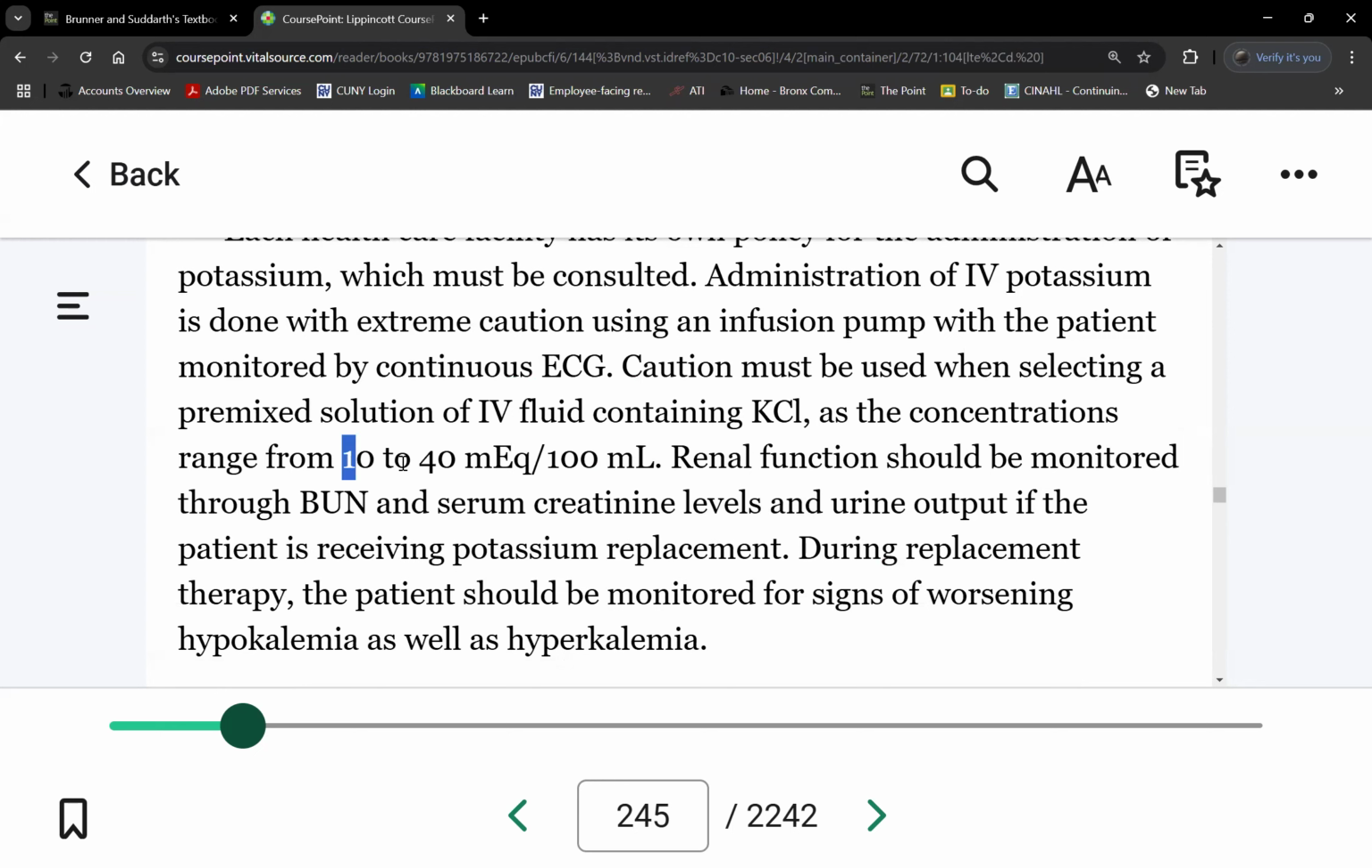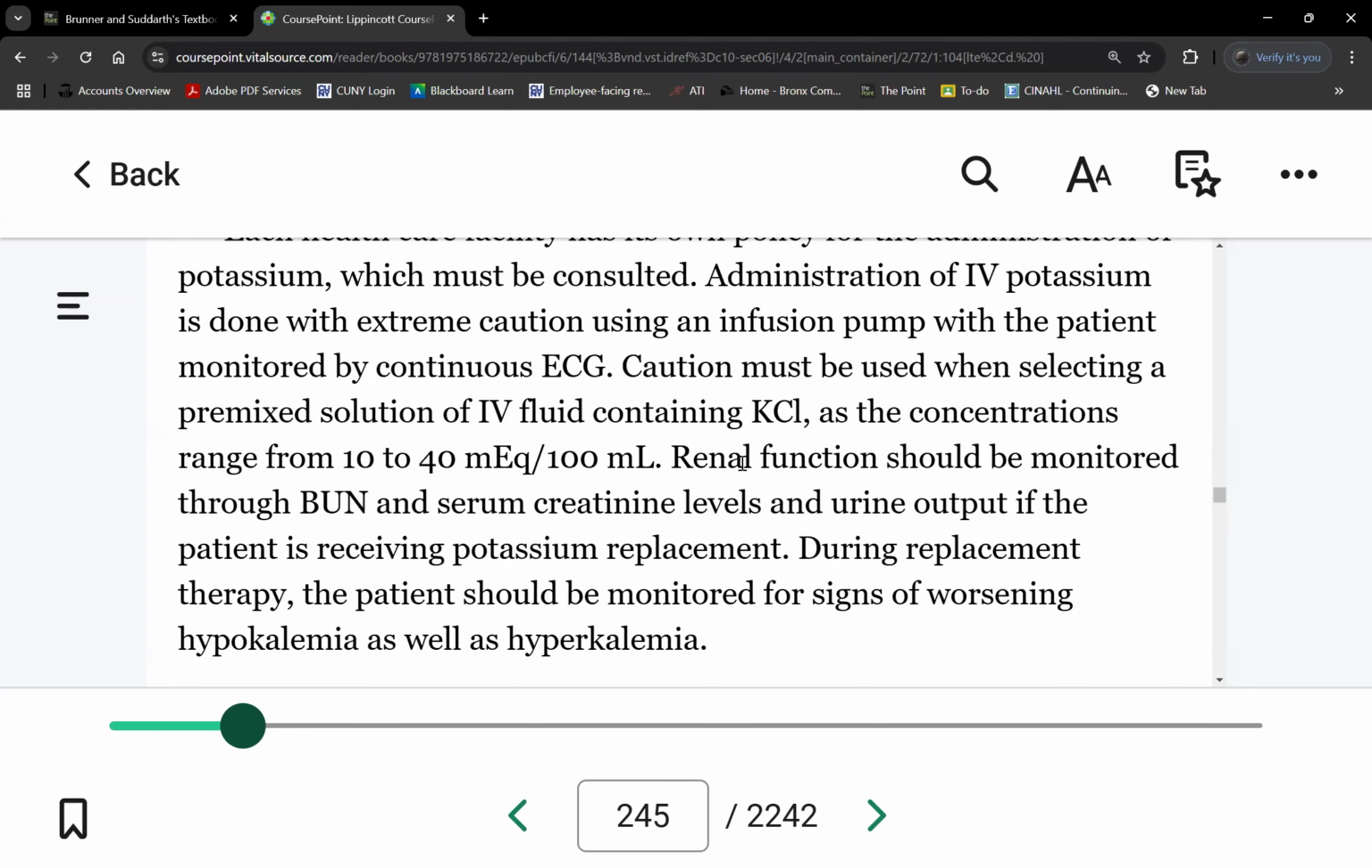So like I said, concentration 10 in 100 ml. That's the ratio, 1:10. So 10 milliequivalents to 100 ml. Or if it's a 40, then that's a liter. I've never seen this 40 in 100. You won't see that. So you'll see 10 in 100.